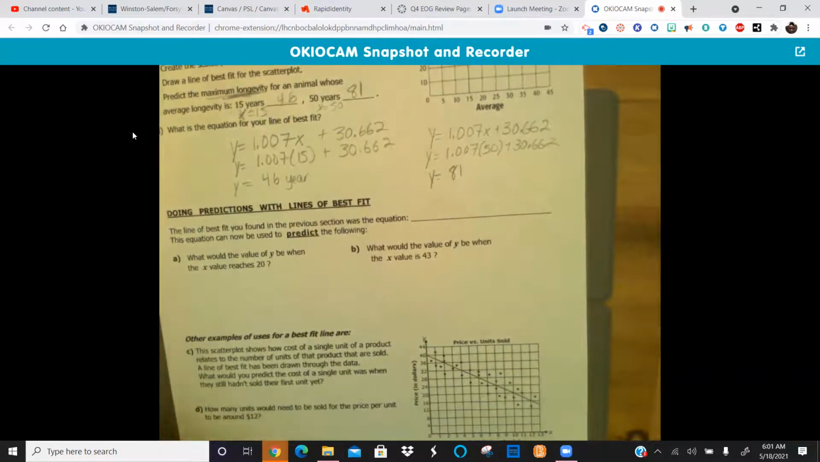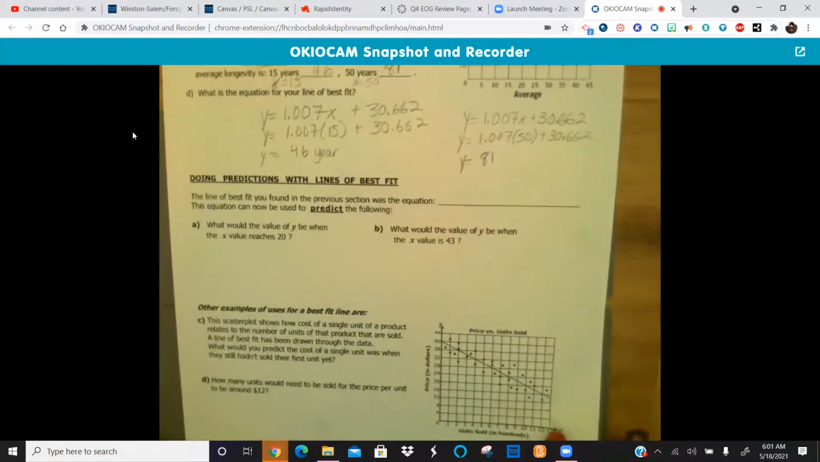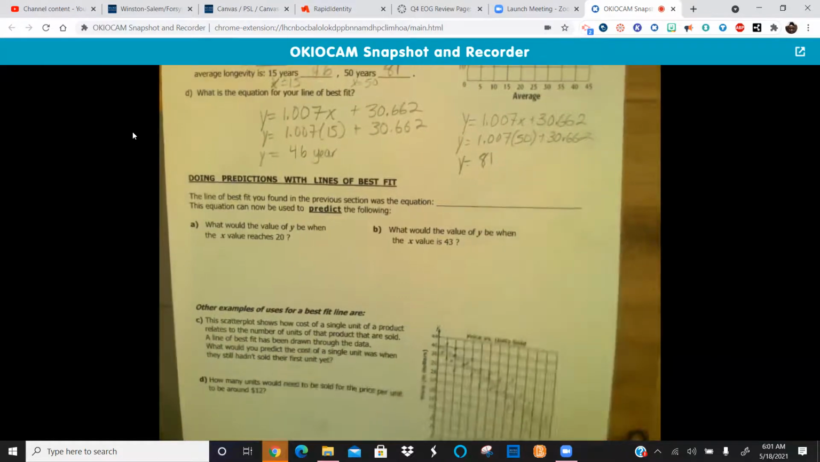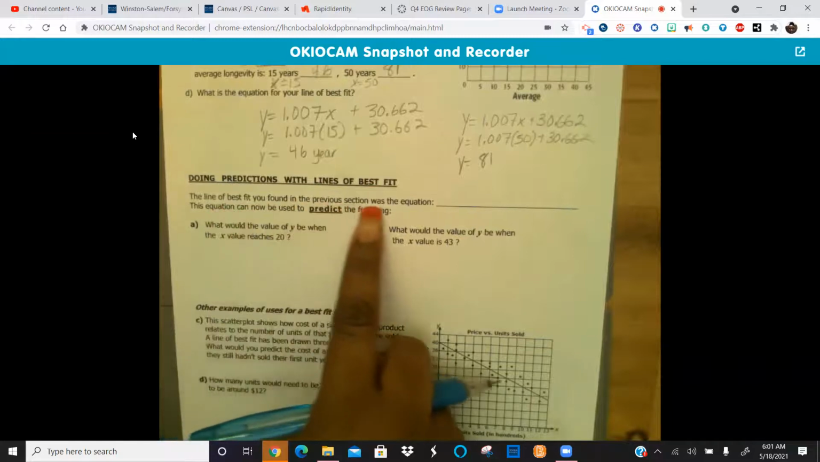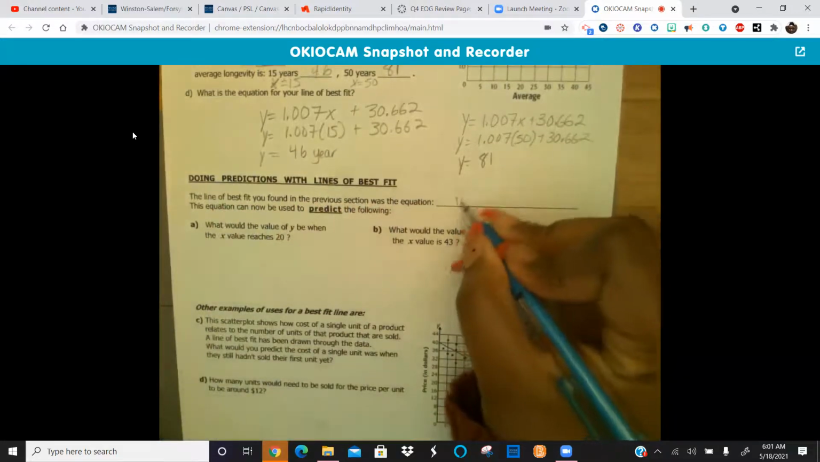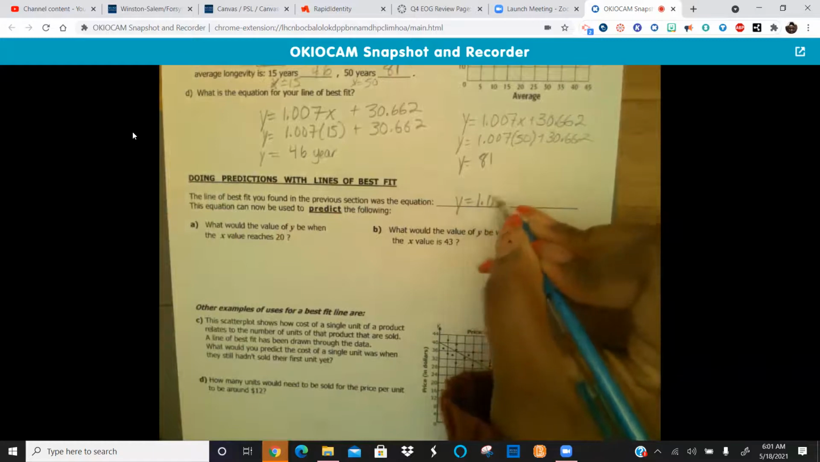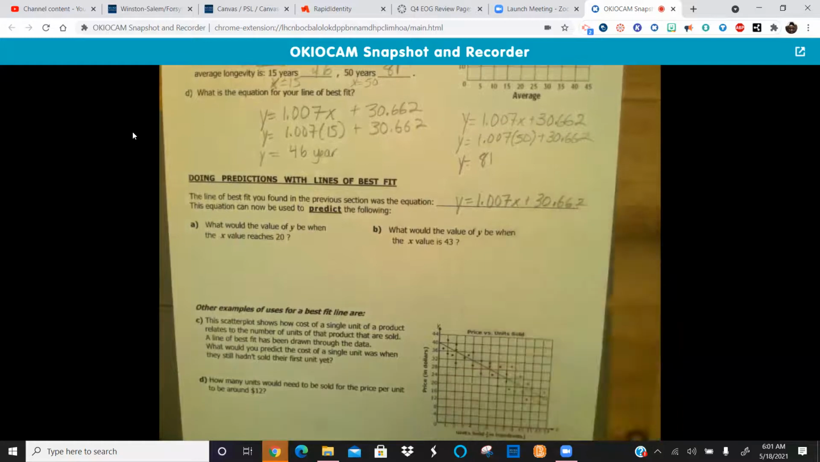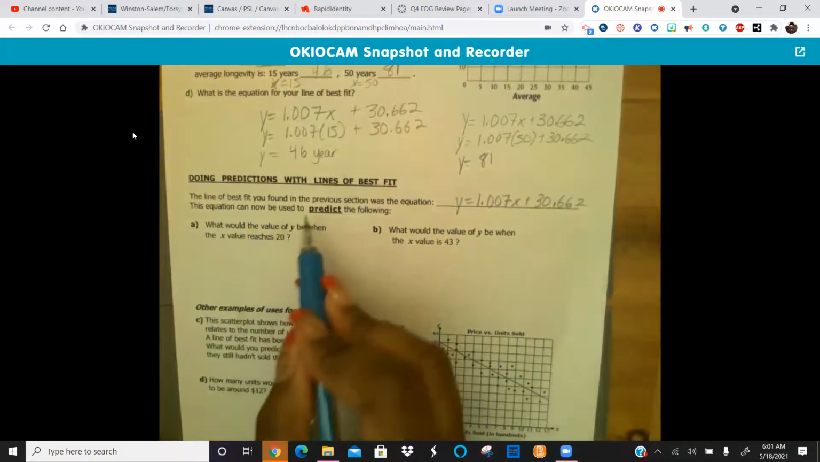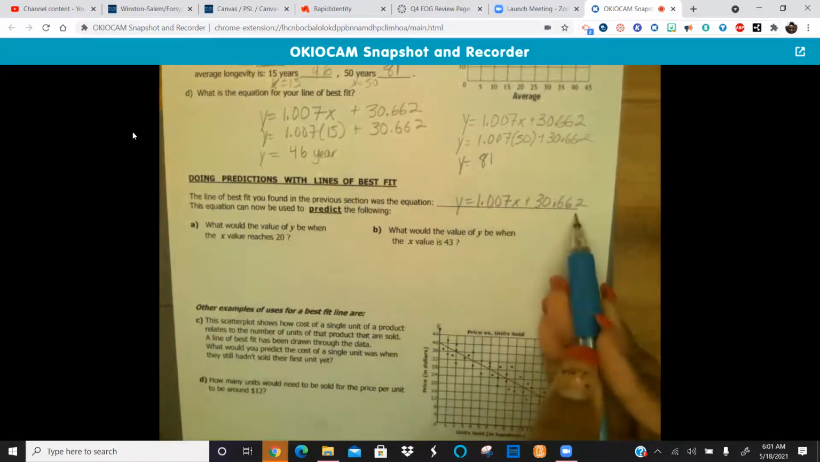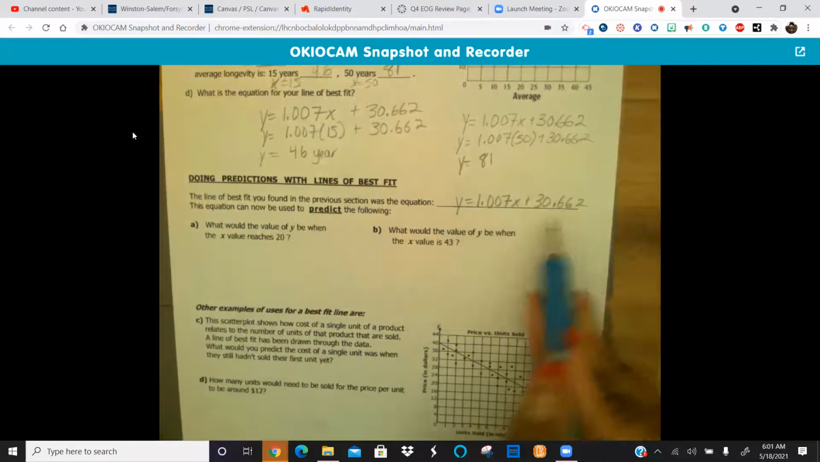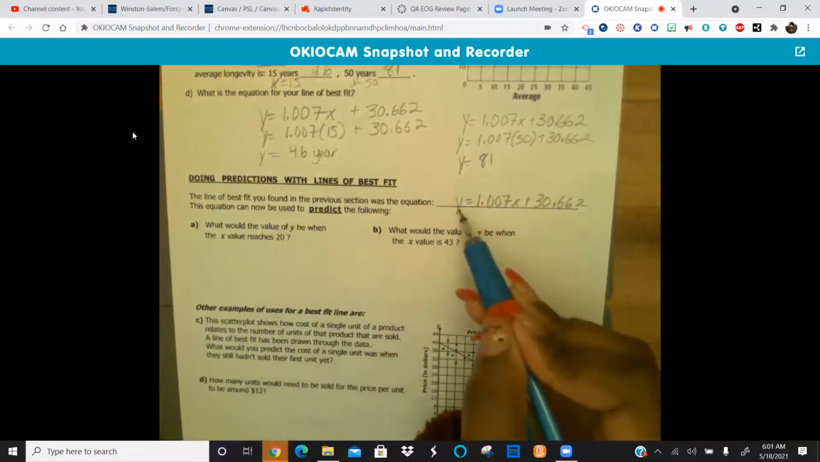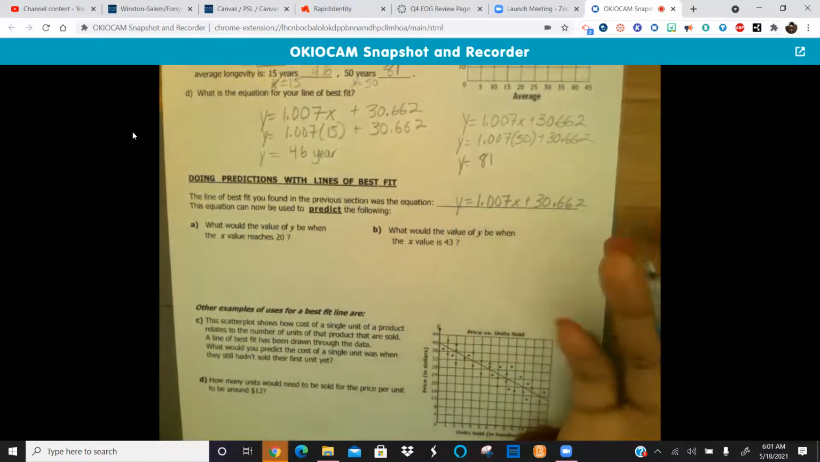So now let's look at doing predictions with the line of best fit from the previous section. The line of best fit found in the previous section of the equation was y is equal to 1.007x plus 30.662. Okay? All right, so now we're going to make predictions by using a line of best fit. They're either going to give us X or they're going to give us Y. And we substitute those values in and see what we get as our answer.